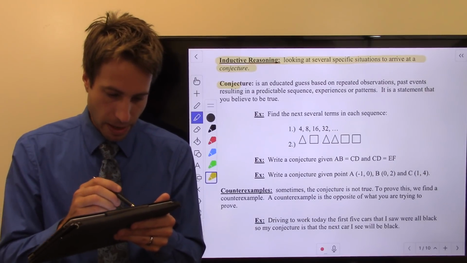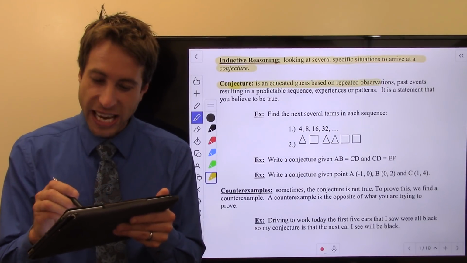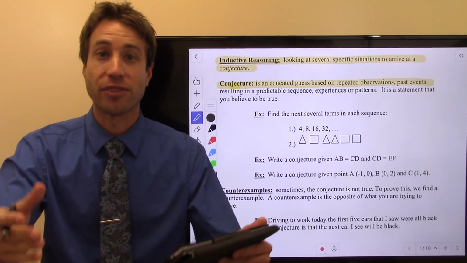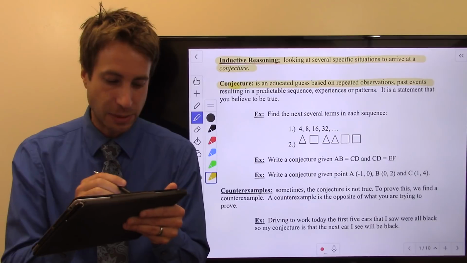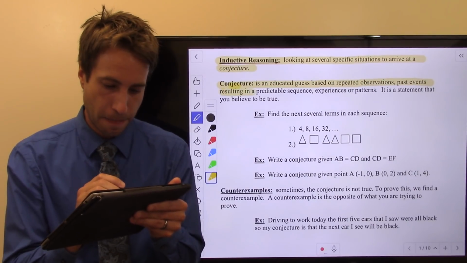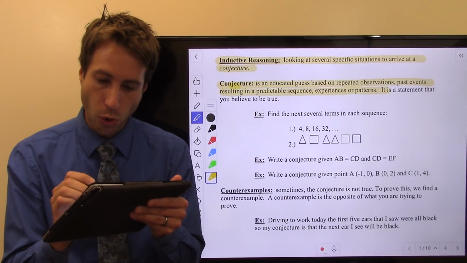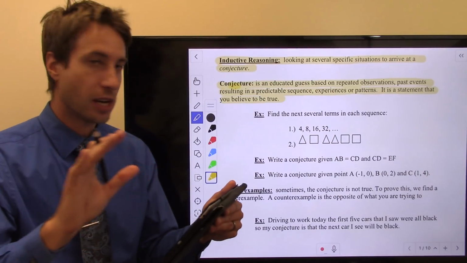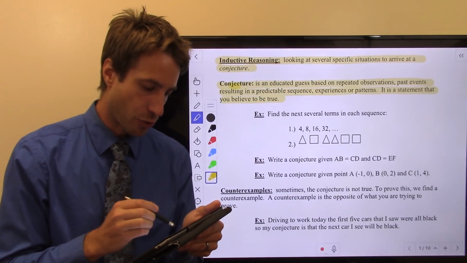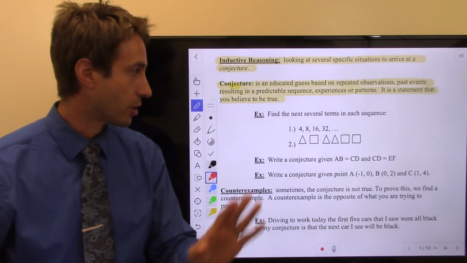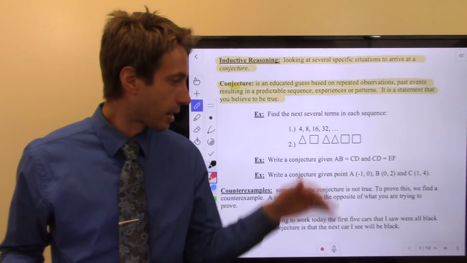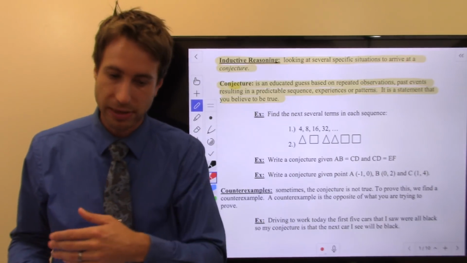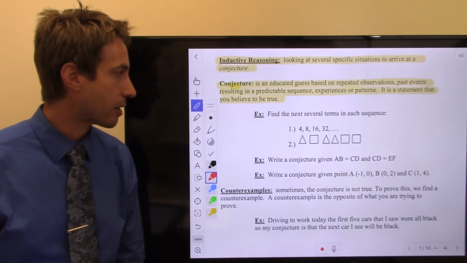That was weird. Conjecture, it's an educated guess. You're making a guess. In fact, if you want to call it a hypothesis, you are forming a hypothesis based on past events or patterns. It's a statement that you believe to be true. Let's just run through a couple of these. It'll make perfect sense, I promise you. Take a look at the following. I've got a couple of examples here, and let's see if we can recognize, based on previous experiences or patterns.